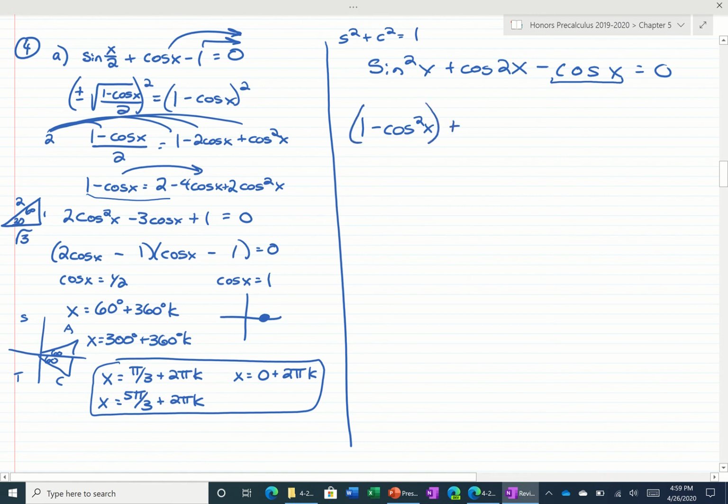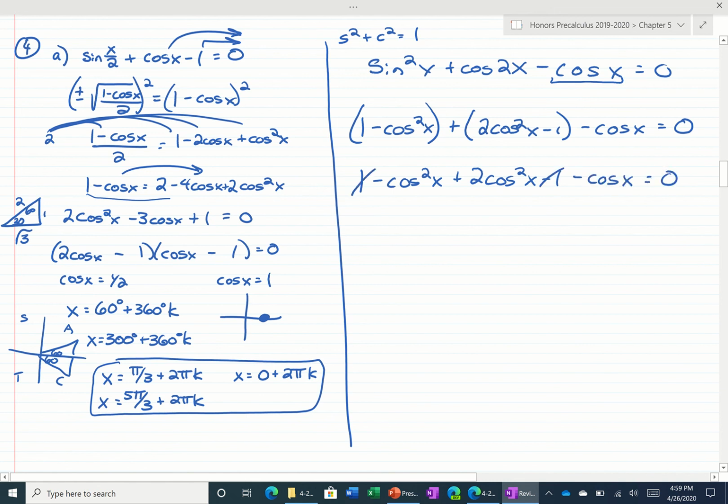Cosine of 2x, we have some options. I'm going to use the one that uses cosine. So that would be 2 cosine squared of x minus 1. And then minus cosine of x is 0. So now let's straighten it up and see what we wind up with. The 1s cancel. This would just give us cosine squared of x minus cosine is equal to 0. So what word rhymes with tractor? Factor. Very good.